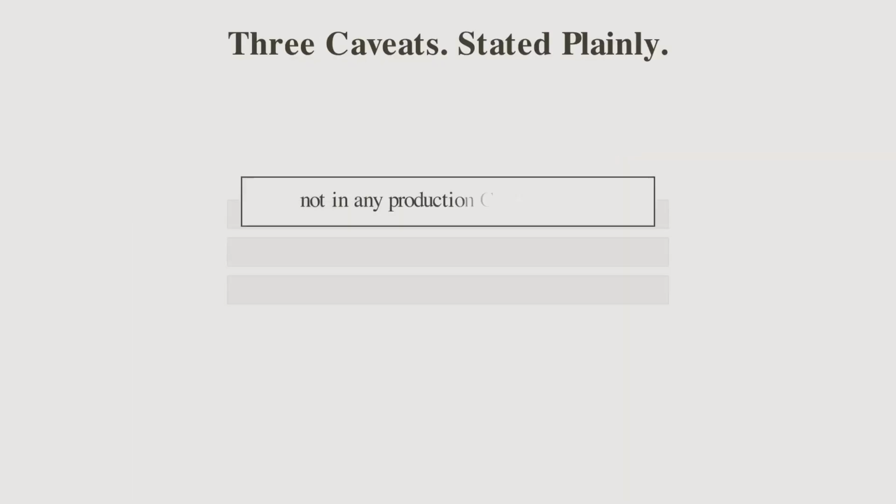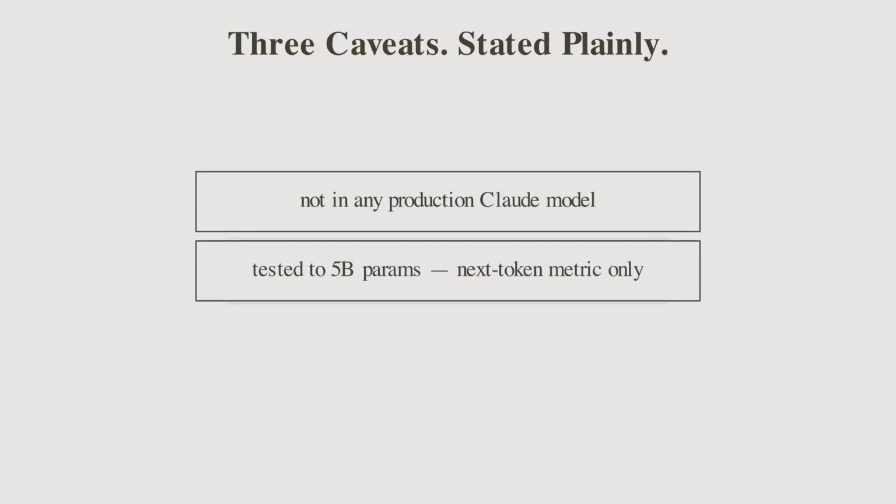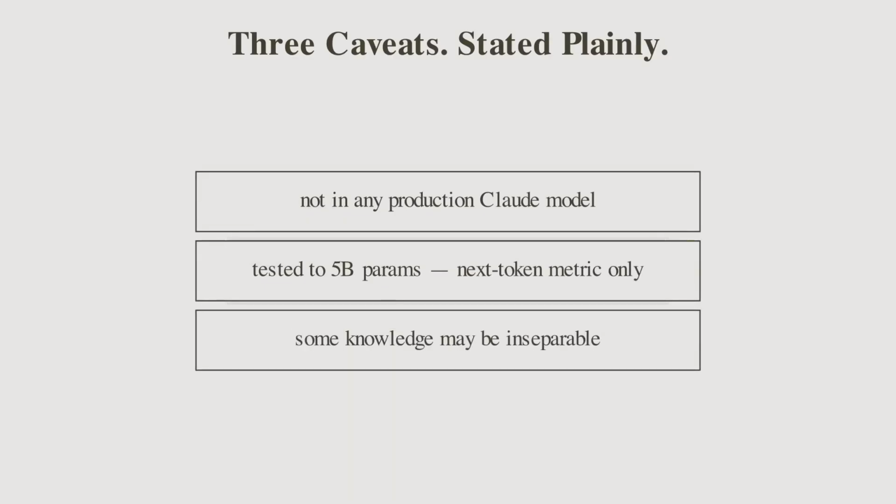Honest caveat stated plainly: this is early preliminary research, not in any production Claude model. Testing reached only 5 billion parameters, and capability was measured by next token prediction, not real-world harm assessment. And some dual-use knowledge may be so entangled with general knowledge that no module can separate them cleanly.